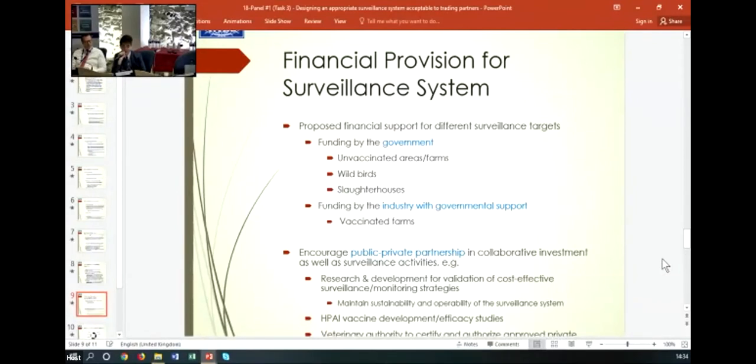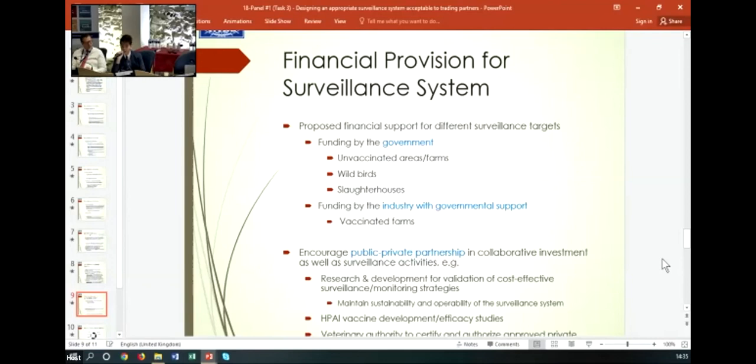In fact, surveillance would inevitably involve both the public and private sectors, and therefore a good public-private partnership in the surveillance aspect will surely lead to successful outcomes. For example, the public and private sectors could have collaborative investments in research and development for validation of cost-effective surveillance or monitoring strategies, which aims to maintain sustainability and operability of the surveillance system. HPAI vaccine development and efficacy studies would also be an important area requiring both public and private involvement.